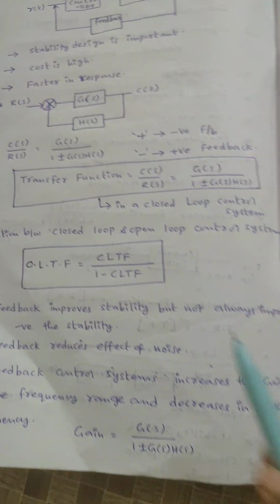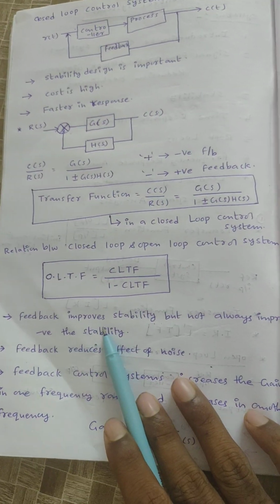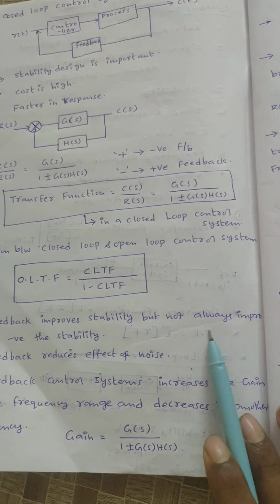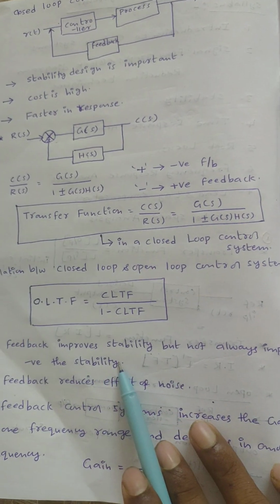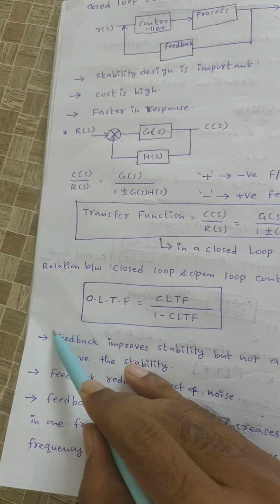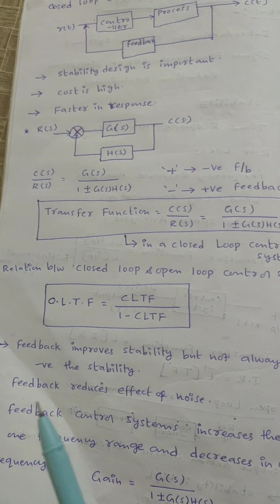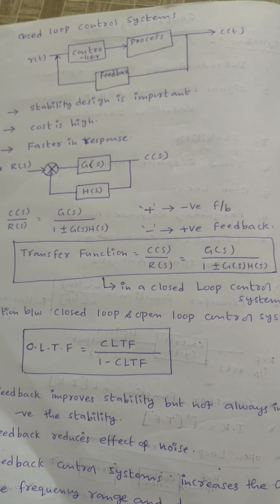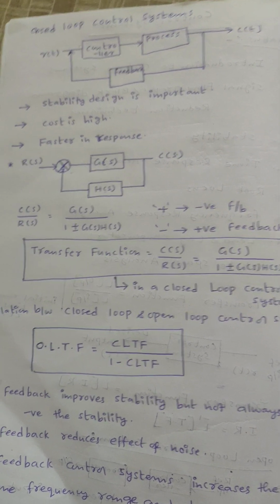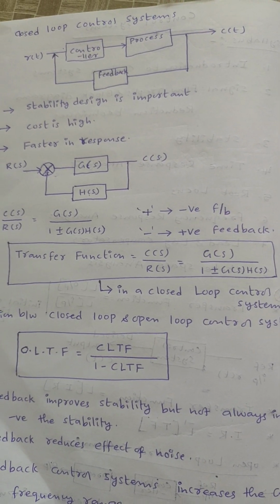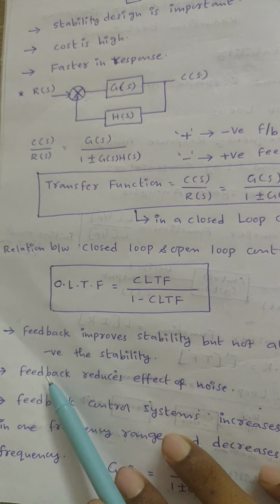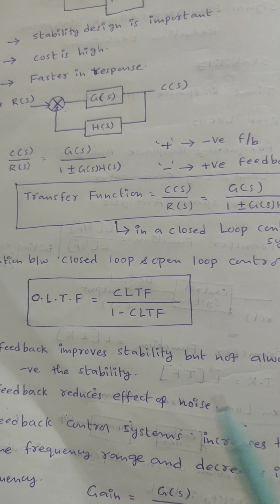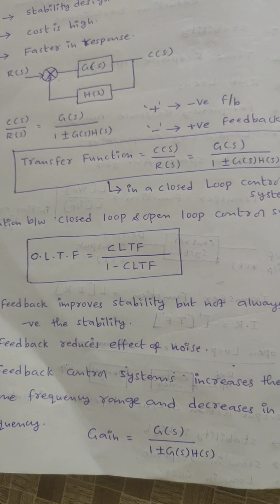Next, these are some important points. Feedback improves the stability but does not always improve the stability. In previous questions this was asked one time. Next, feedback reduces the effect of noise. See here, in case of open loop control system, noise introduced into the system is high, whereas in case of feedback system, noise introduced into the system is less.